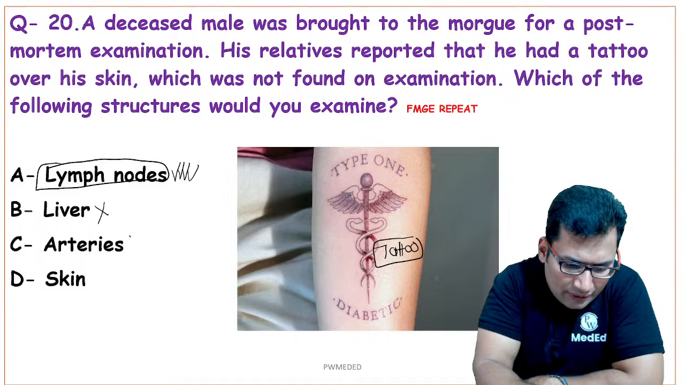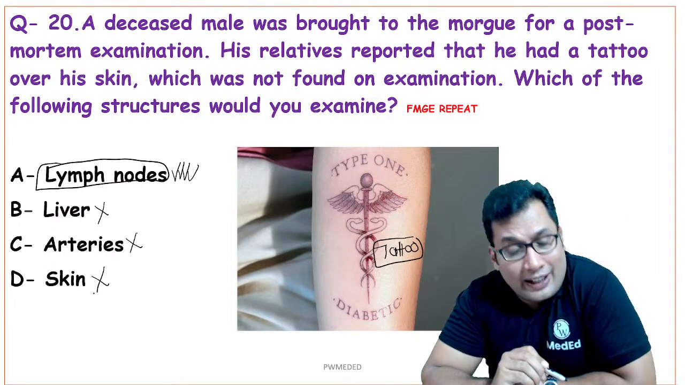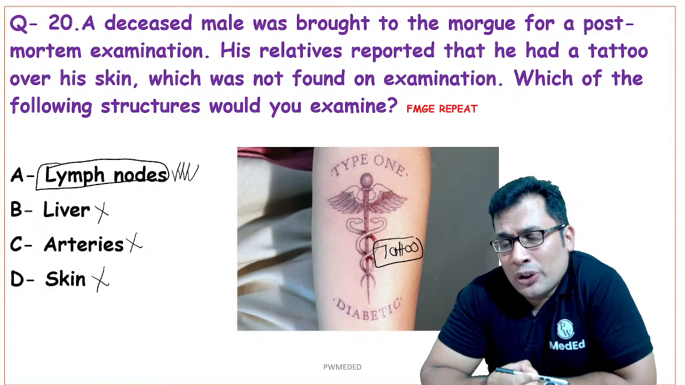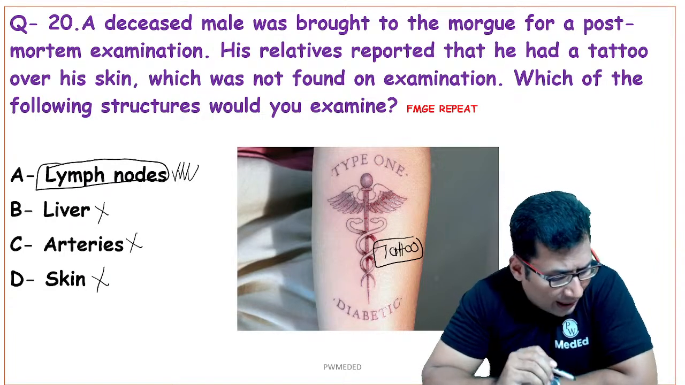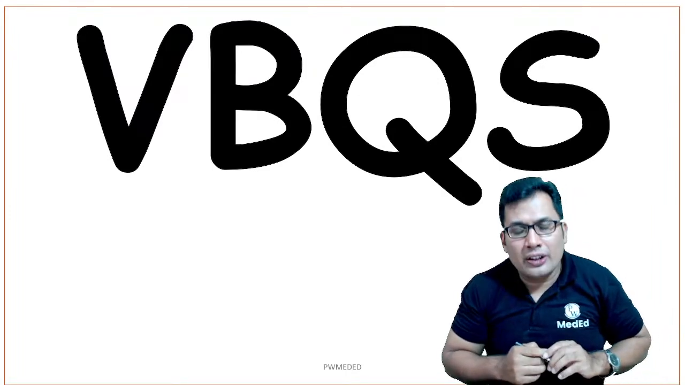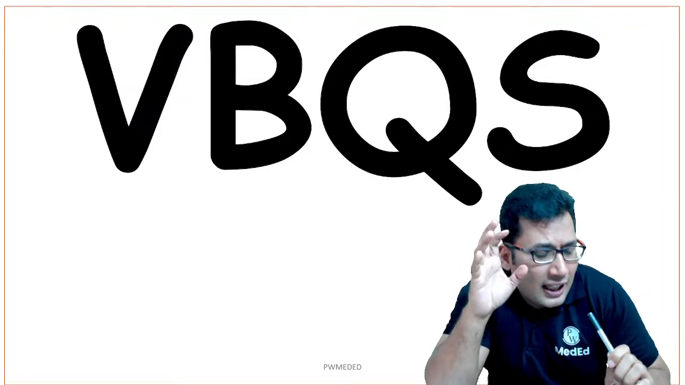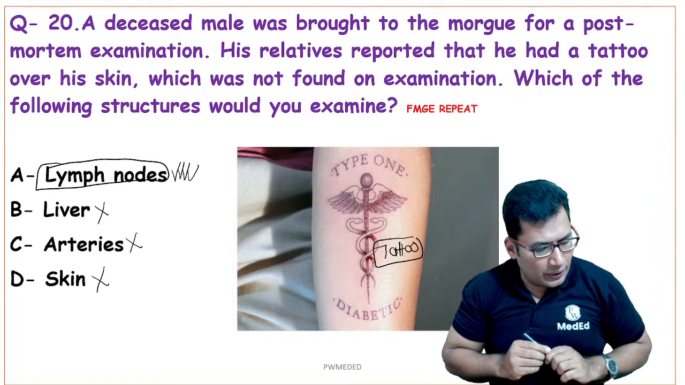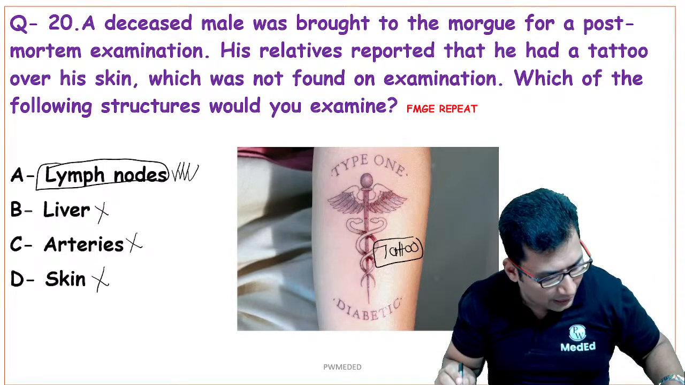Not the liver, not the arteries, not the skin. Skin can be preserved in case of firearm injury. Liver is normally preserved in toxicological analysis. Lymph node is the correct answer. Now, for the last 5-10 minutes, let's discuss a few image-based questions that can be asked from toxicology. Any doubt in this? Dear students, any doubt? You can ask me.